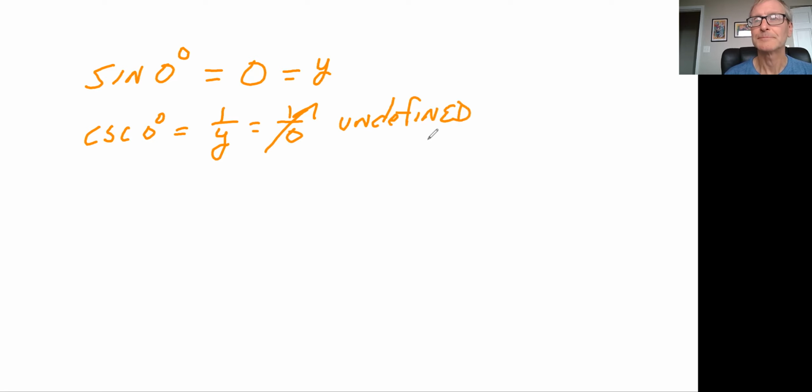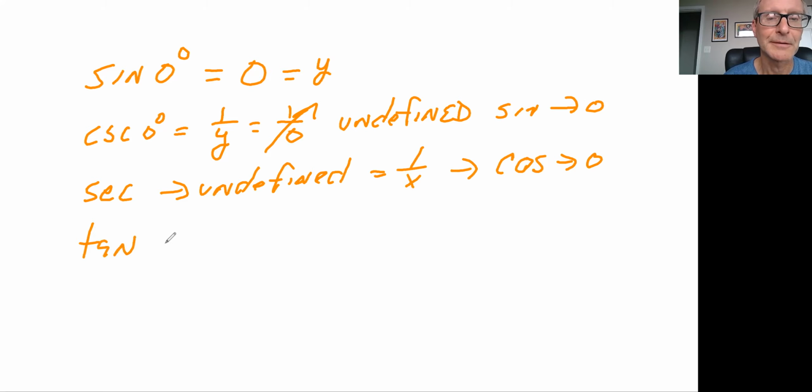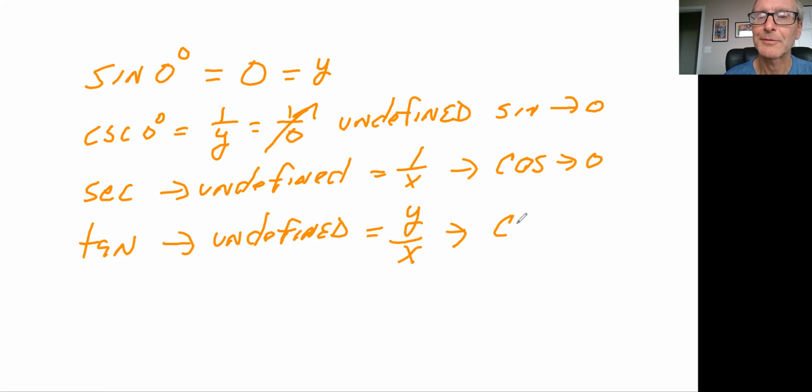And so cosecant is undefined when sine equals 0. Secant is undefined, right? Remember, that's 1 over x when cosine is 0. And tangent is also undefined because tangent, remember, is y over x. And you can't divide by 0, so it's also not defined when cosine equals 0.